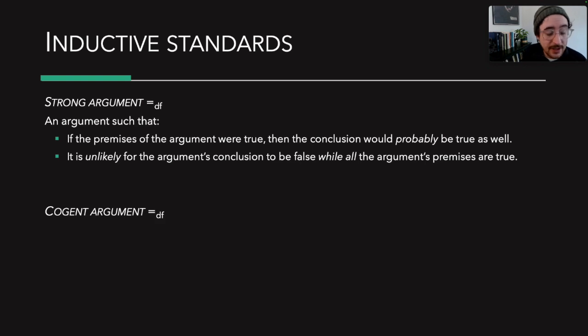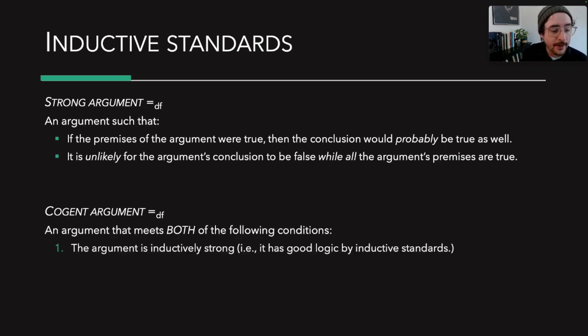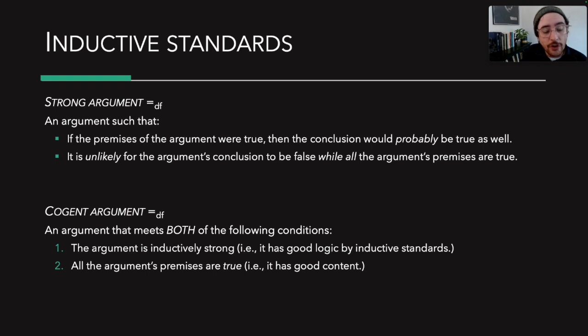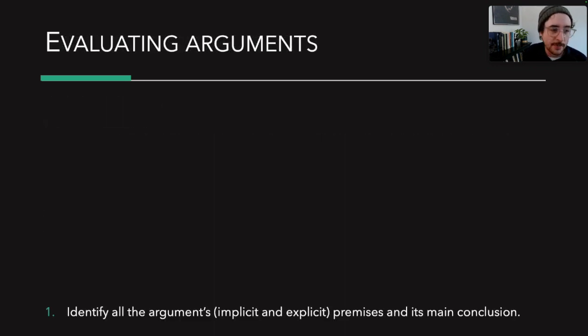And now we're going to get to the idea of a cogent argument instead of a sound argument. An inductively cogent argument is one that meets both of the following conditions. The argument is inductively strong, so it has good logic by inductive standards, and all the argument's premises are true. So now that we have these deductive and inductive standards, I can say a little bit about the process you should go through when you evaluate arguments.